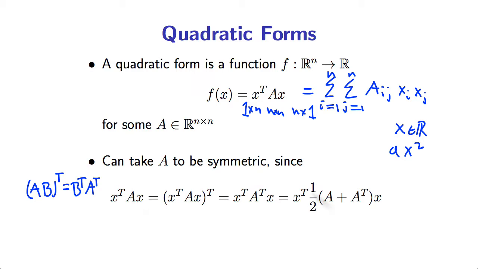So this is also equal to 1/2 x transpose times (A plus A transpose) times x. But importantly, this matrix here, A plus A transpose, will always be symmetric. And so we can always think of these quadratic forms as having a symmetric matrix A.